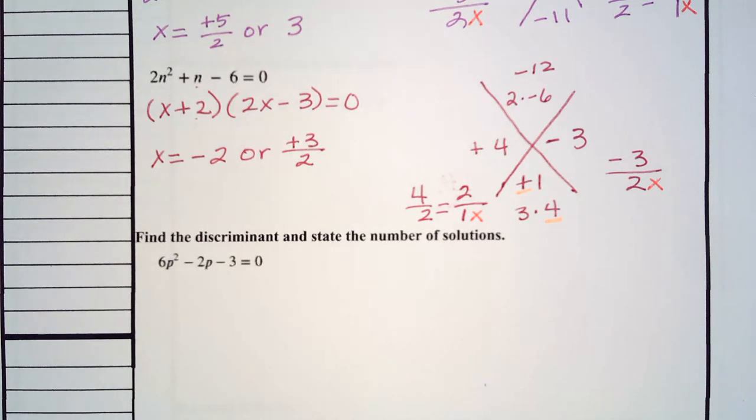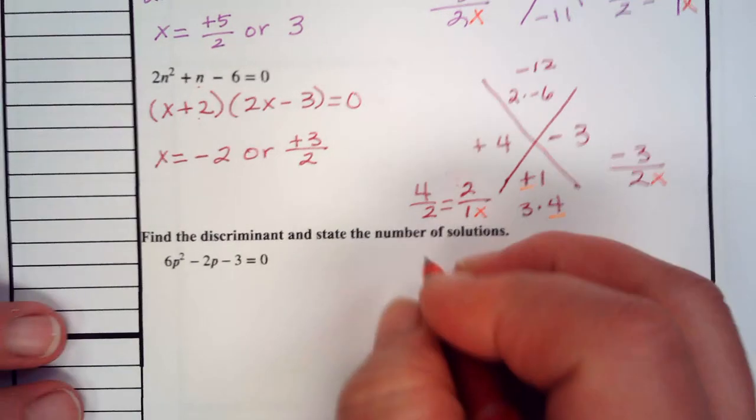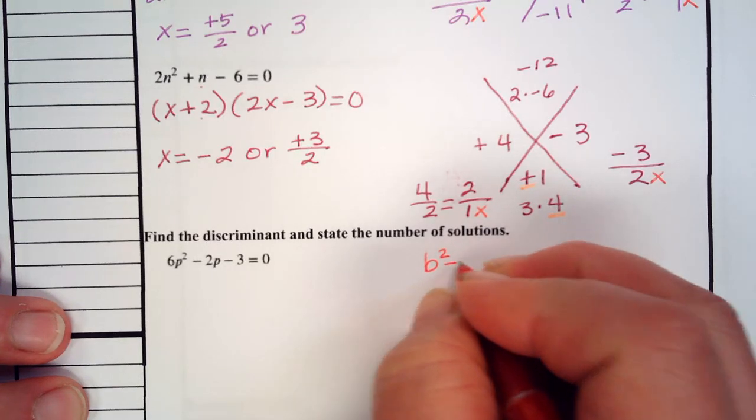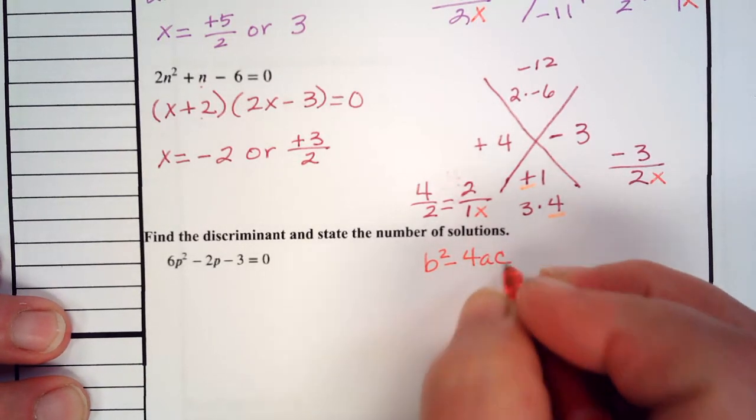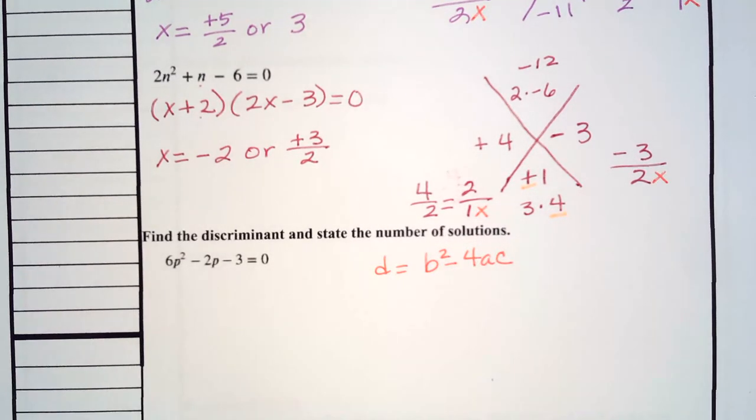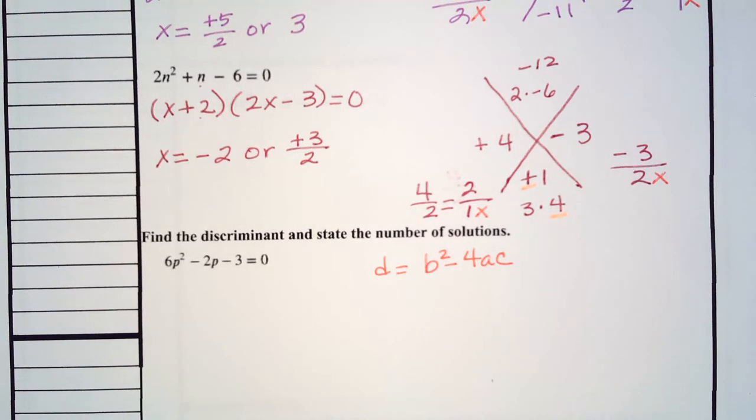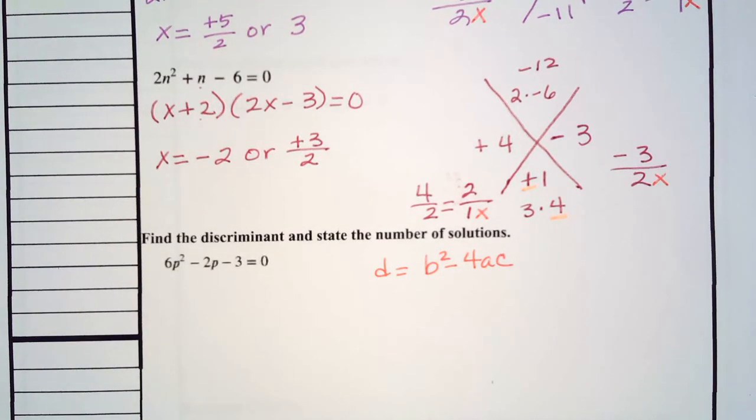So, your discriminant is equal to b squared minus 4ac. Step 1, find a, b, and c.